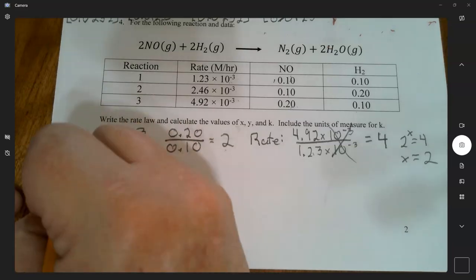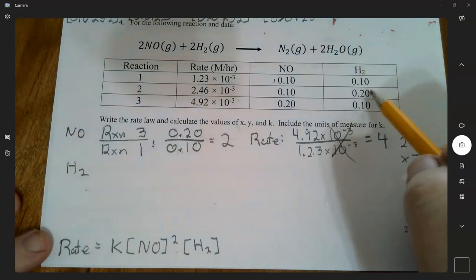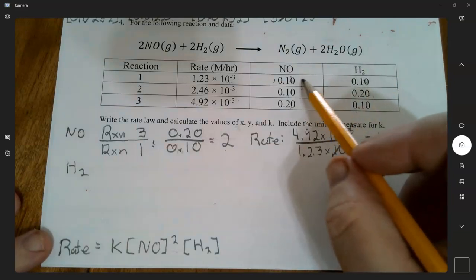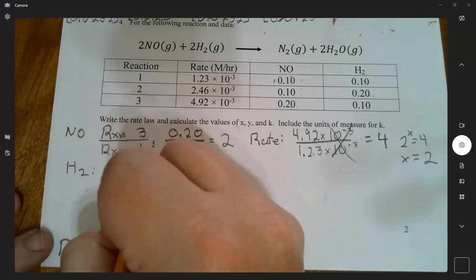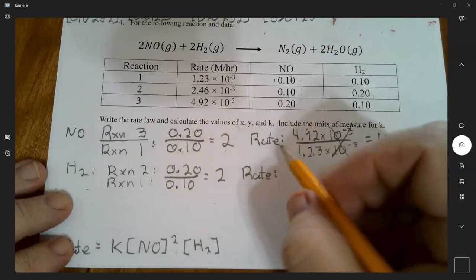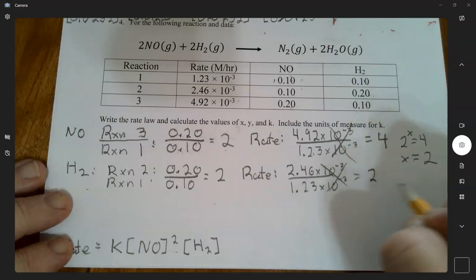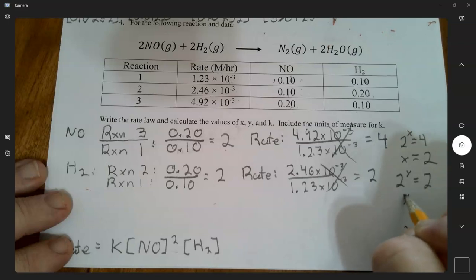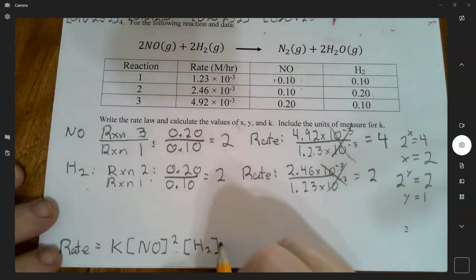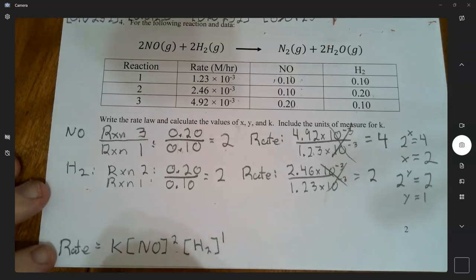We'll go to H2. Okay, and it changes in reactions 2 and 1, and NO stays the same there. Okay, and the rates here are those two. These can cancel, and this is going to again give us a 2. So y is going to equal 1. There it is right there. All right, now we plug in any of the 3. We'll use number 3 this time.